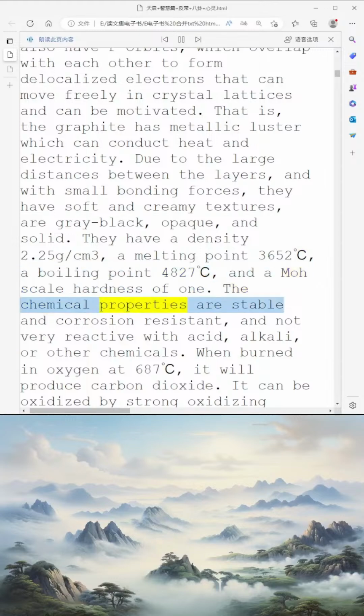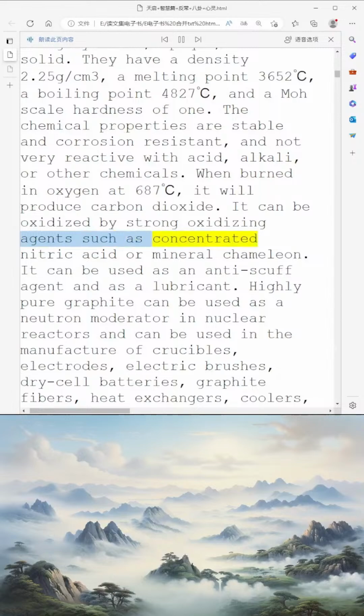The chemical properties are stable and corrosion-resistant, and not very reactive with acid, alkali, or other chemicals. When burned in oxygen at 687 degrees Celsius, it will produce carbon dioxide. It can be oxidized by strong oxidizing agents such as concentrated nitric acid or potassium permanganate. It can be used as an anti-scuff agent and as a lubricant.